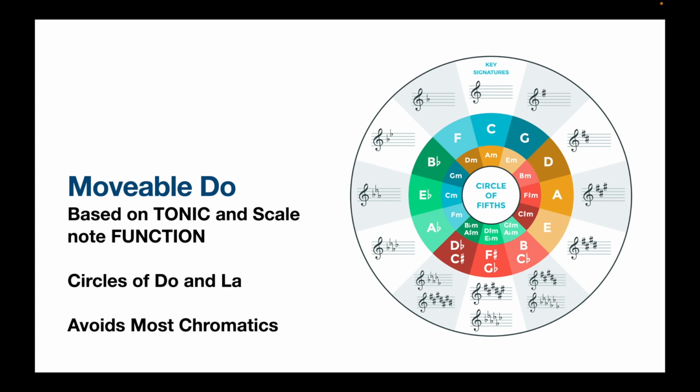And the other thing with movable do is it avoids most chromatics. Now, of course, if you're singing modern choral literature, and it's got lots of accidentals and sharps and flats and stuff, well, chances are you're not teaching that to children. So you don't really get into the accidentals.